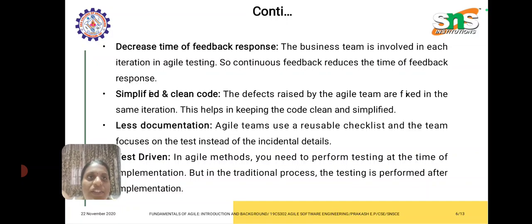Next one is simplified and clean code. For the defects raised by the Agile team, we can keep the code clean as well as simplified, with less documentation. Next, the Agile team uses a reusable checklist and focuses on the test instead of incidental details. Next one is test driven. You need to perform the testing at the time of the implementation itself, but in the traditional process, the testing is performed only after the implementation.